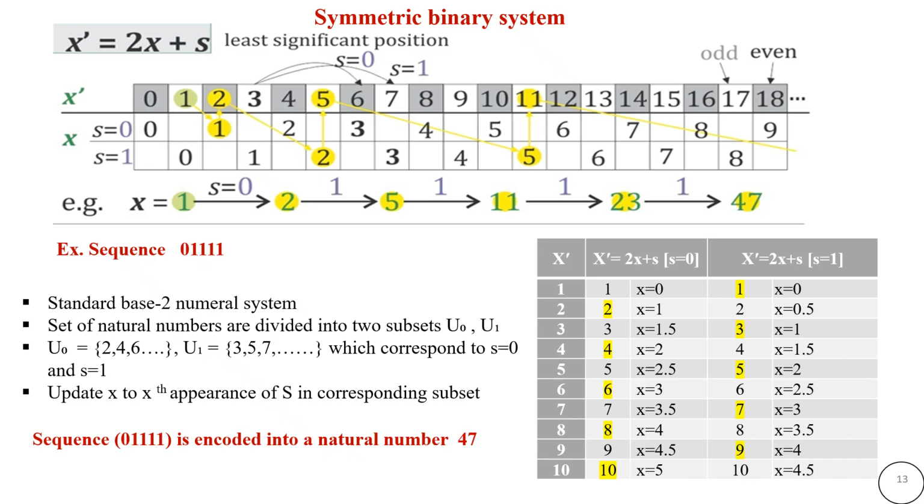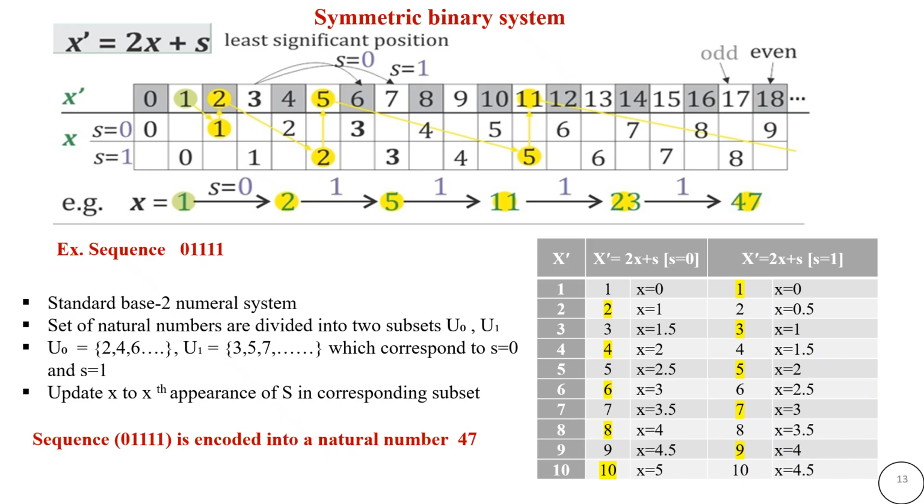Here the standard base 2 numeral system is taken. The set of natural numbers is divided into two subsets, U0 and U1. Suppose we take U0 as 2, 4, 6 and U1 as 3, 5, 7, which correspond to s equal to 0 and s equal to 1. Here we are updating x to x, the appearance of s in the corresponding subset. The table gives the explanation.